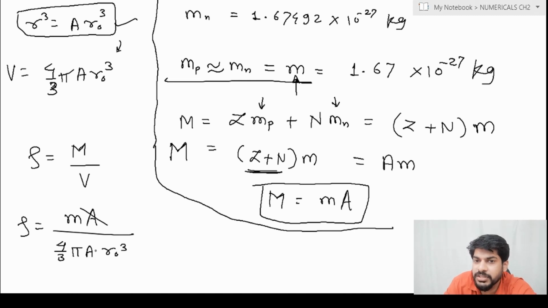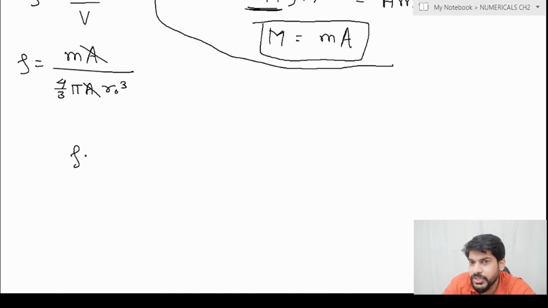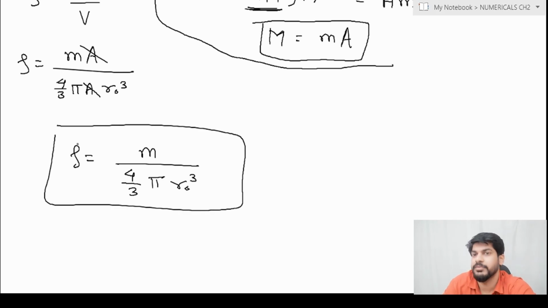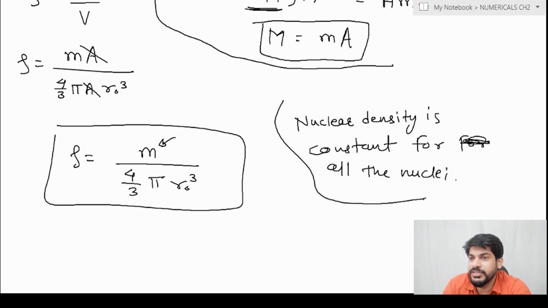So you can see this A cancels, right? What remains over there is this: rho is equal to m upon 4 by 3 pi r naught cube. Look at this equation. In this equation, all the terms are constant, isn't it? All the terms are constant. This means that nuclear density, or nuclear mass density, is constant for all the nuclei, because you can see here we are getting a constant number, isn't it?